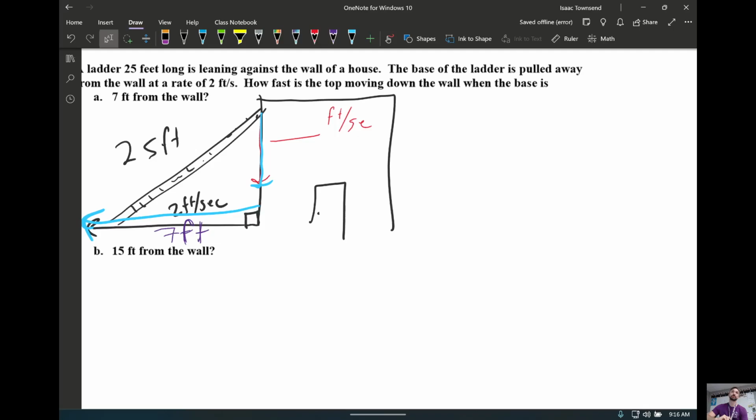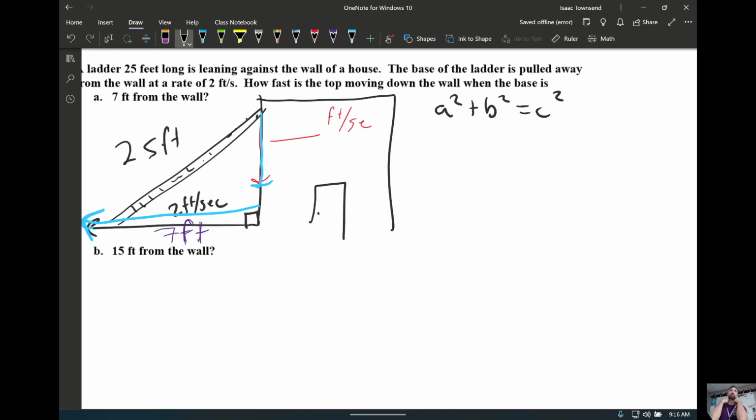Triangle. Okay, it's a right triangle. So it could be area of a triangle, it could be perimeter of a triangle, it could be Pythagorean theorem, but Pythagorean theorem's the big one. So I'll say a squared plus b squared equals c squared.